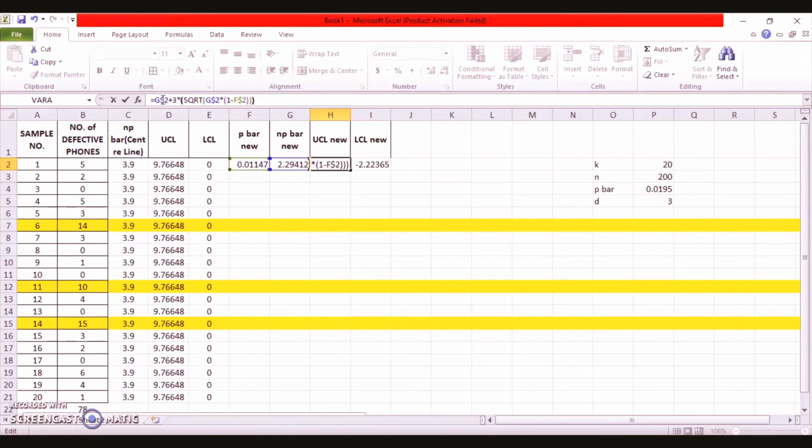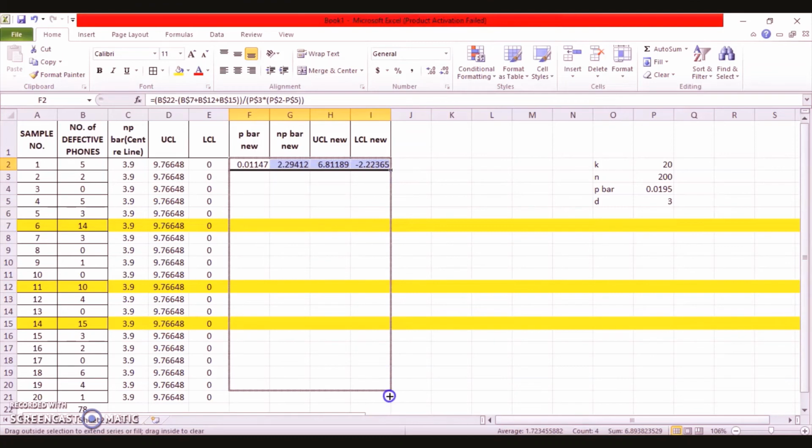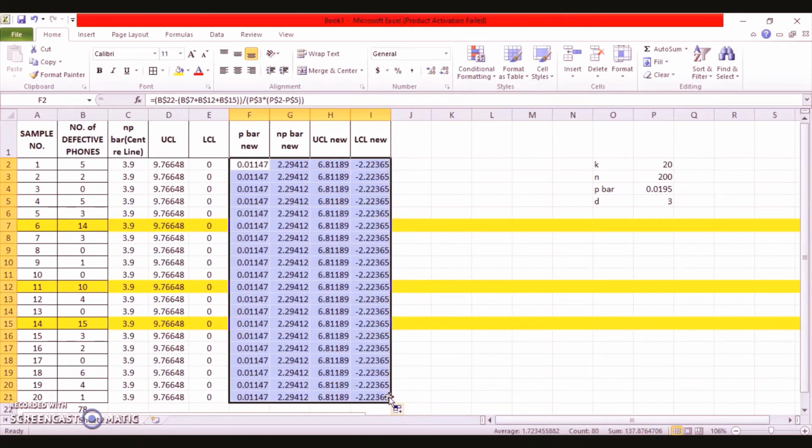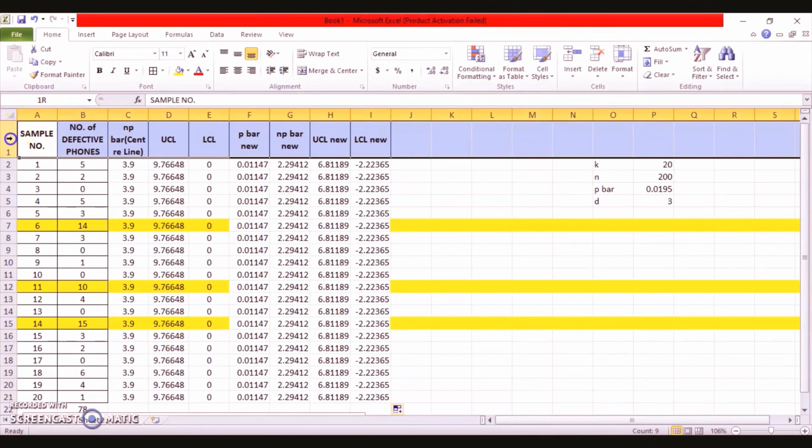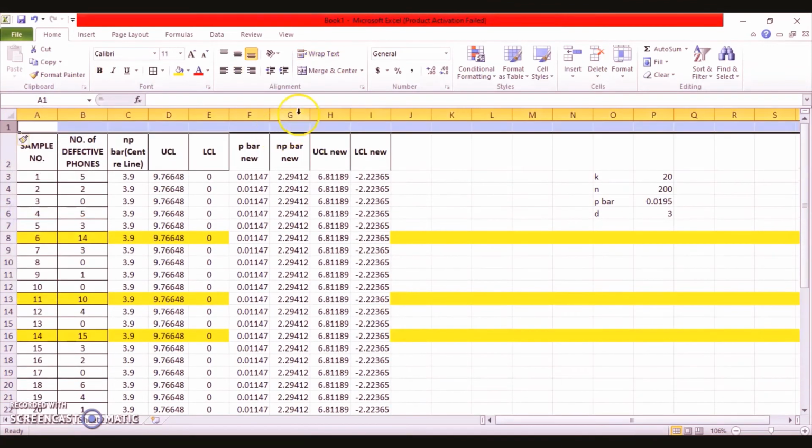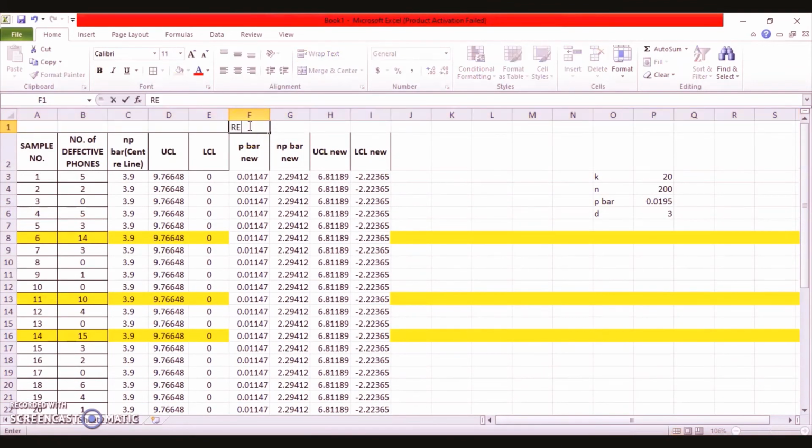Okay, and what we missed here, we have to put a dollar sign, and here also put a dollar sign, right? And here we get the values for our lower control limit. So now just selecting the 3 and dragging them down here. This is our new revised control limits. I'll just write here revised control limit.